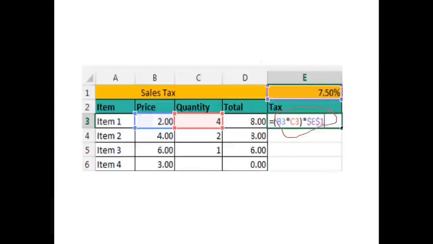And after pressing enter, you come to this point here, and then you drag your formula downwards, such that this formula will be replicated. As it is being replicated, it will maintain this particular one, because we are using absolute reference. Yes, so it will maintain all those particulars.